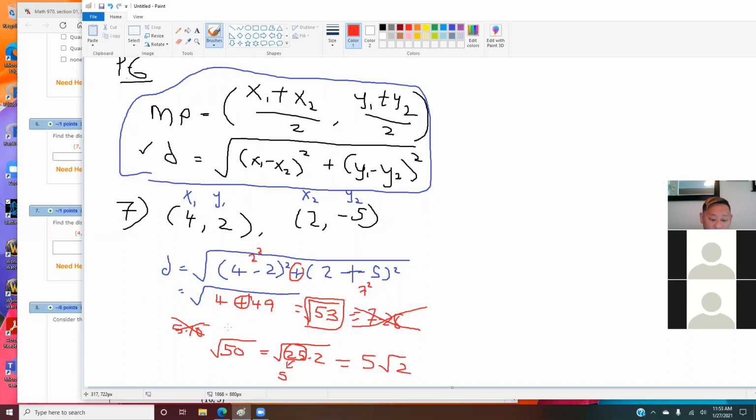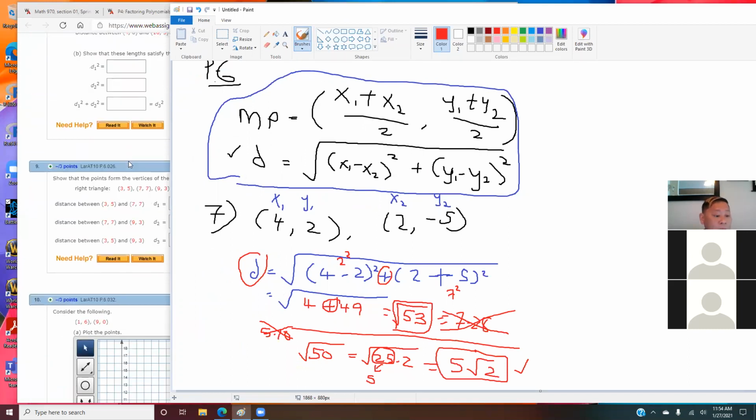So if, in your test or in your online homework, you get root 53, leave it as root 53 because it cannot be broken down. But if you get root 50, you have to break it down to become 5 root 2. This is the one I need. So this is how you find the distance.